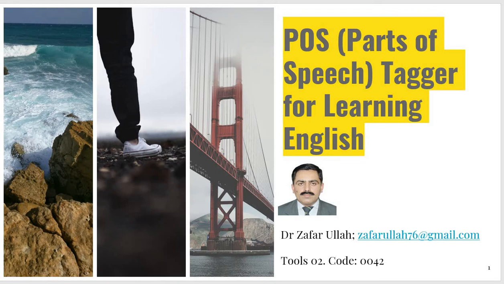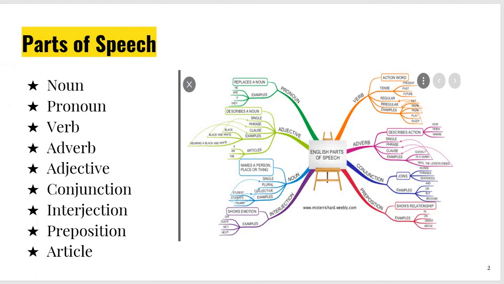Hello students, today we want to discuss the parts of speech tagger for learning English. POS is the short form of parts of speech. Now let's see, first of all, what is the meaning of parts of speech? Parts of speech cover noun, pronoun, verb, adverb, adjective, conjunction, interjection, preposition, and article. On the right side, a mind map has been given which describes all parts of speech.